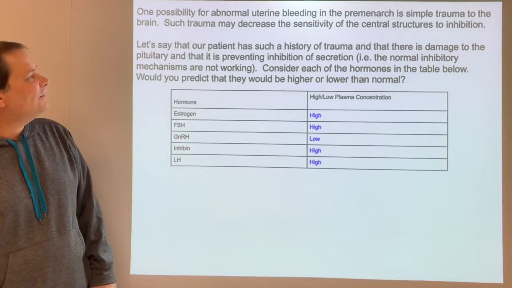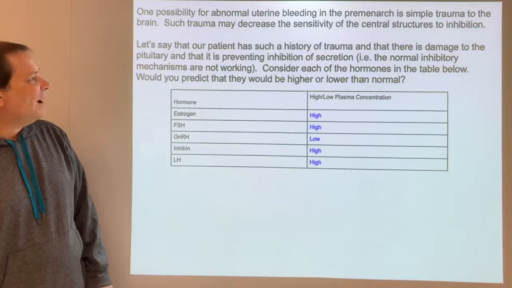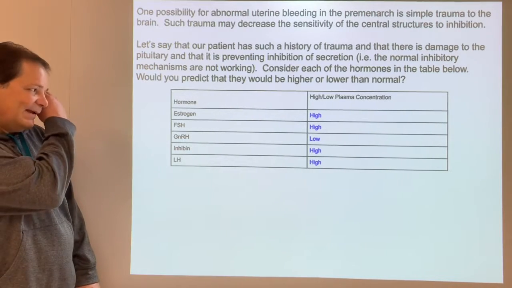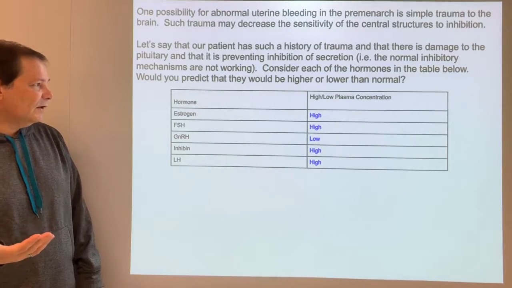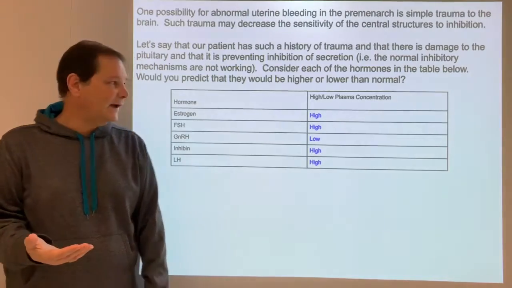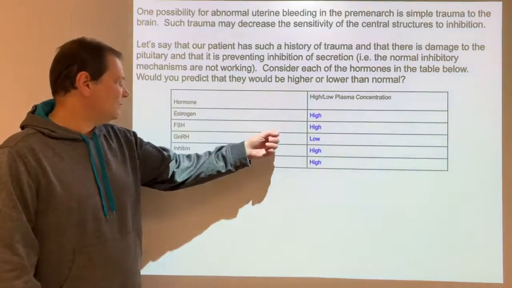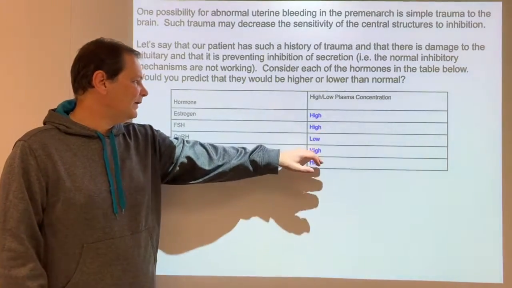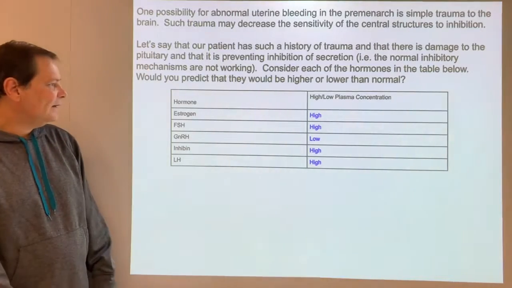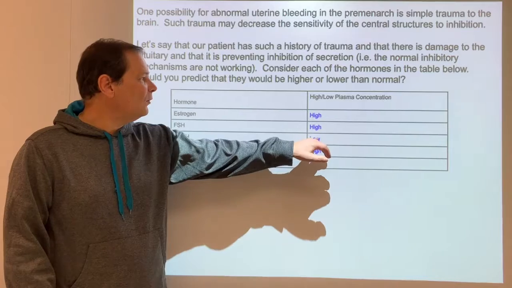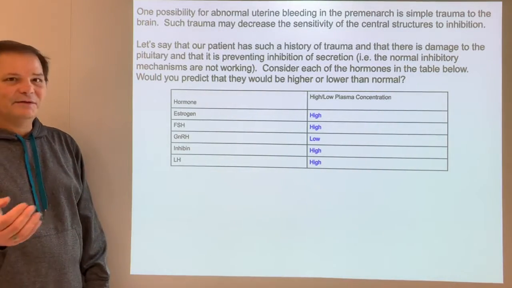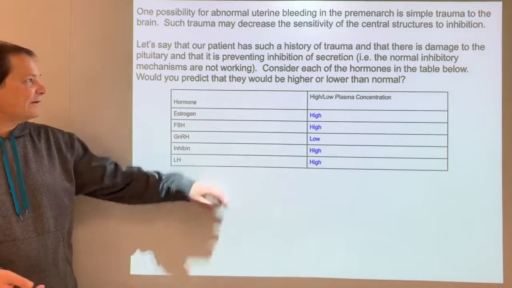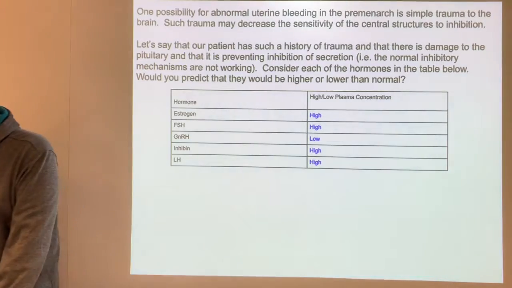If you have a premenarche patient and they have trauma such that there's damage to the pituitary that prevents inhibition of secretion, then that means that your estrogen is no longer inhibiting secretion of LH and FSH, okay? So as a result of that, your FSH will be high and your LH will be high, and that will cause you to release more estrogen. So your estrogen will be high and your inhibin will be released more, that'll be high. And the GnRH will be low, because you're still getting feedback of estrogen on the hypothalamus, and that's reducing the GnRH secretion, okay? So this is what you'd expect to see based upon that axis that I just showed you, okay?